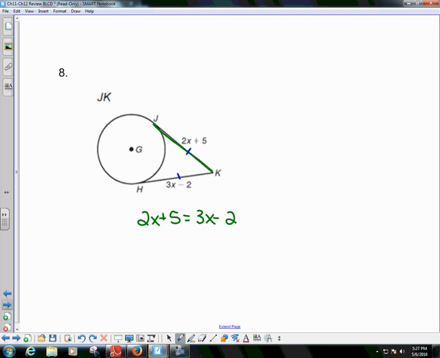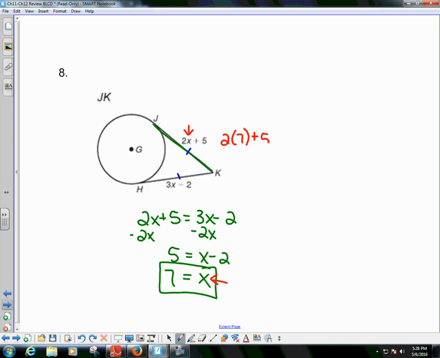I identify where I have the most x's and move everything to that side. I end up with 5 equals x minus 2 and x equals 7. The question doesn't ask me what 7 is. The question asks me what JK is. So I'm going to plug 7 into there. So 2 times 7 plus 5. 2 times 7 is 14 plus 5 equals 19. Again, I'm not given units, so JK equals 19.